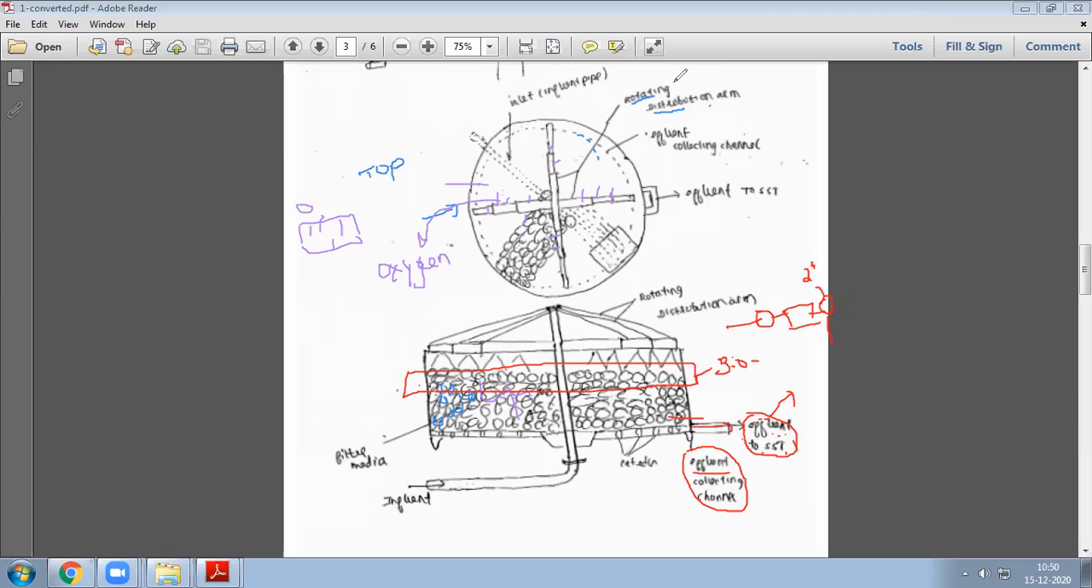One more thing you're seeing in the figure is called laterals. These laterals are used when this filter gets exhausted, meaning we have to maintain the filter after some time.